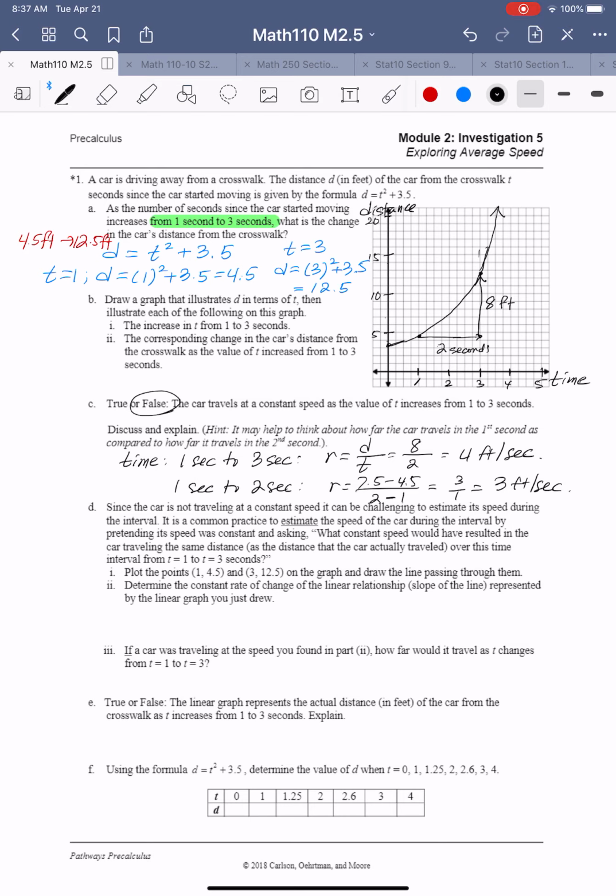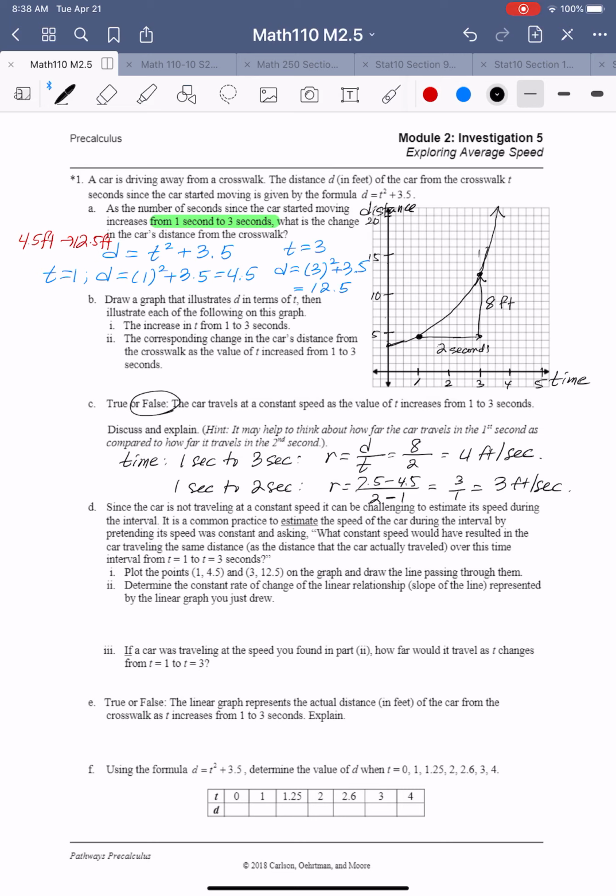It is a common practice to estimate the speed of the car during the interval by pretending its speed was constant and asking what constant speed would result in the car traveling the same distance as the car actually traveled over this time interval, from t equal to 1 to t equal to 3 seconds. So plot the point (1, 4.5), which we did, and then (3, 12.5) on the graph, and then we need to put a line through these two.